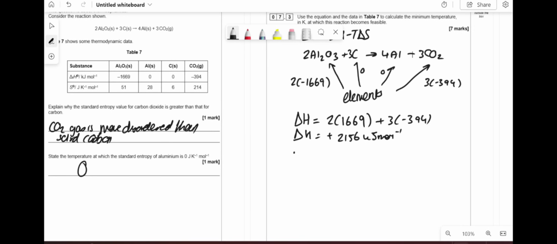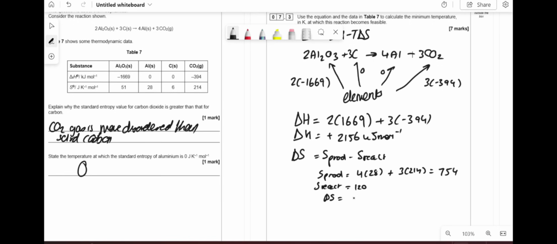Now we can work out delta S. Delta S is just S products minus S reactants. So the end minus the start. So S products is going to equal 4Al, so that's 4 times 28, plus 3 lots of CO2, so that's 3 times 214, which is 428 plus 3214, that's 754, and then S reactants is going to be 2 lots of Al2O3, so there's 2 lots of 51 plus 3C, so it's going to be 3 lots of 6, which is 120. Therefore, delta S equals the products minus the reactants, so 754 minus 120 gives us plus 634, and this is in joules per Kelvin per mole.